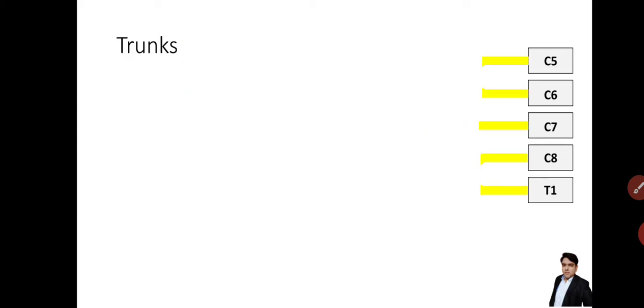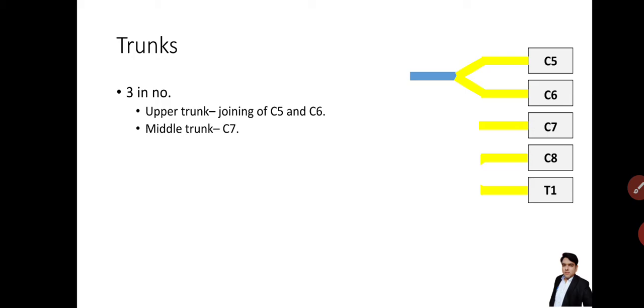Now the trunks are 3 in number: upper, middle and lower. Upper trunk is formed by joining of C5 and C6 like this. So this blue one is the upper trunk. Then the middle trunk is just a continuation of C7 like this. This is the middle trunk. And the lower trunk is formed by joining of C8 and T1 like this. So these are the upper, middle and lower trunks.